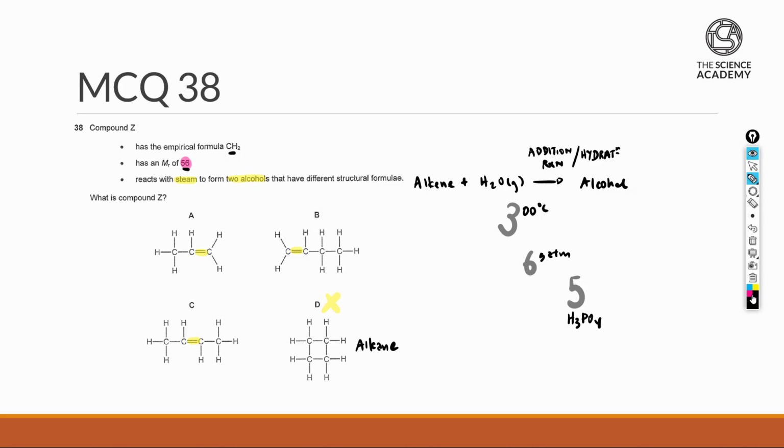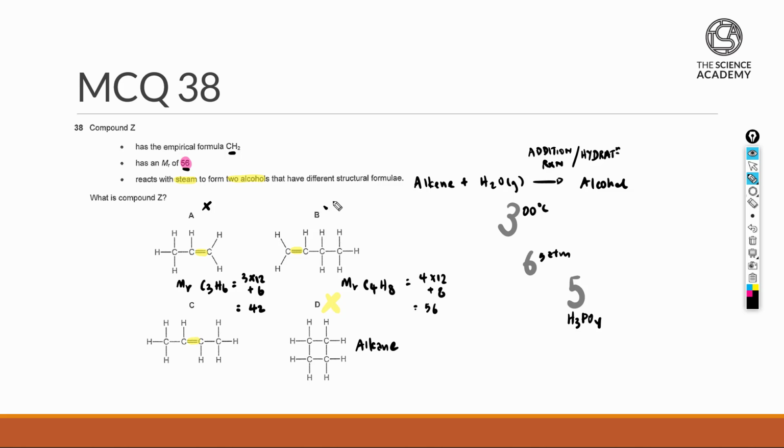Writing out the molecular formula first, this is a C3H6 for A, and the MR of C3H6 will be 3 times 12 plus 6. This gives us a value of 42. So I'll say that A is out. If we take a look at B, this is a C4H8. It's actually a butene. It gives us 4 times 12 plus 8. That gives a value of 56.